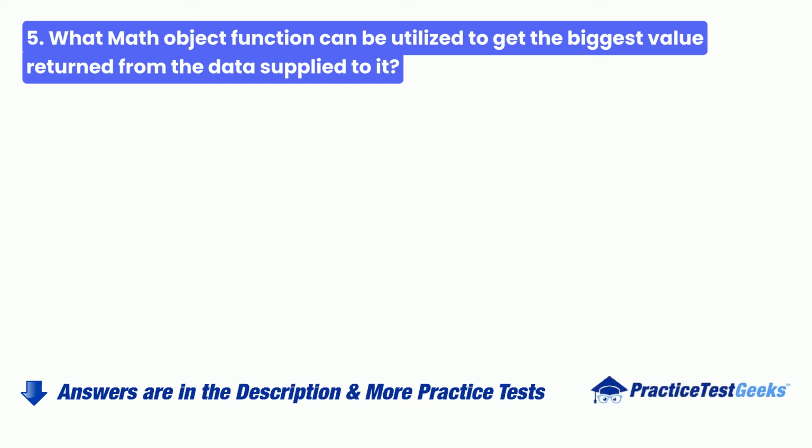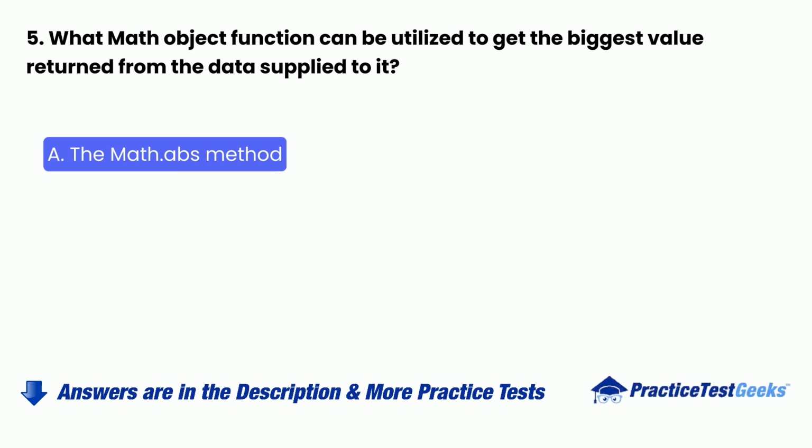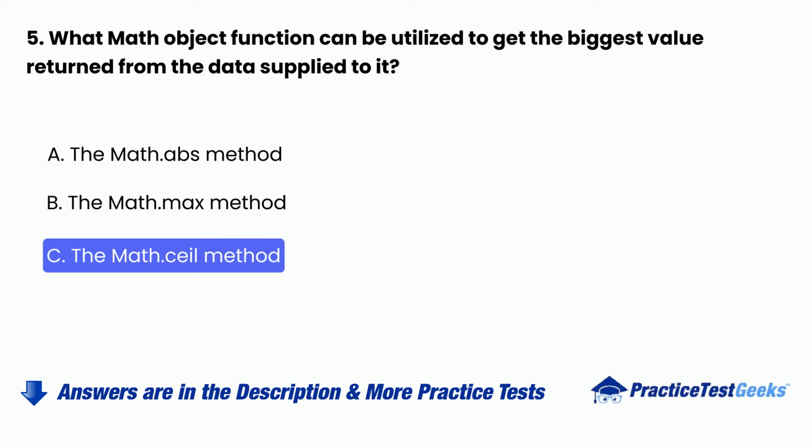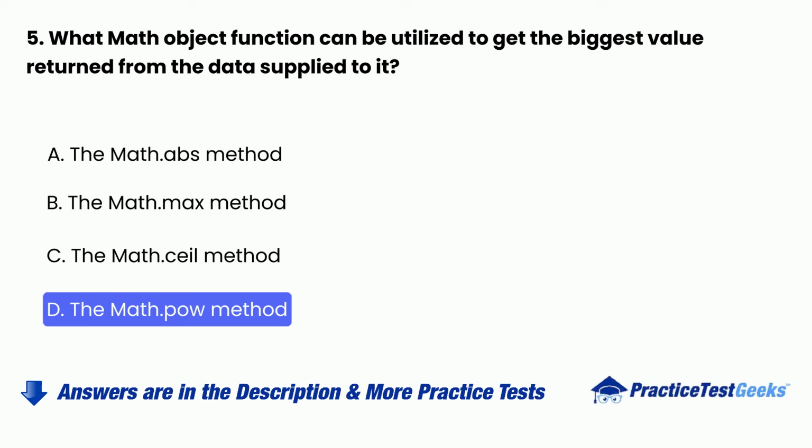5. What math object function can be utilized to get the biggest value returned from the data supplied to it? A. The math.abs method. B. The math.max method. C. The math.ceil method. D. The math.pound method.